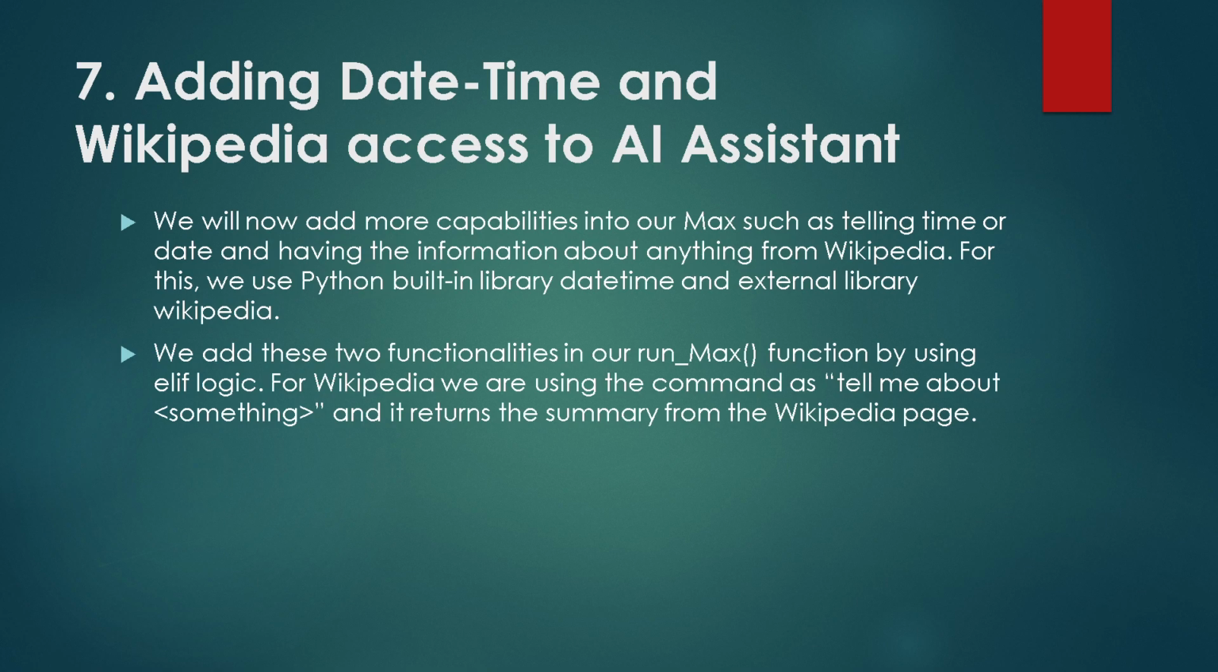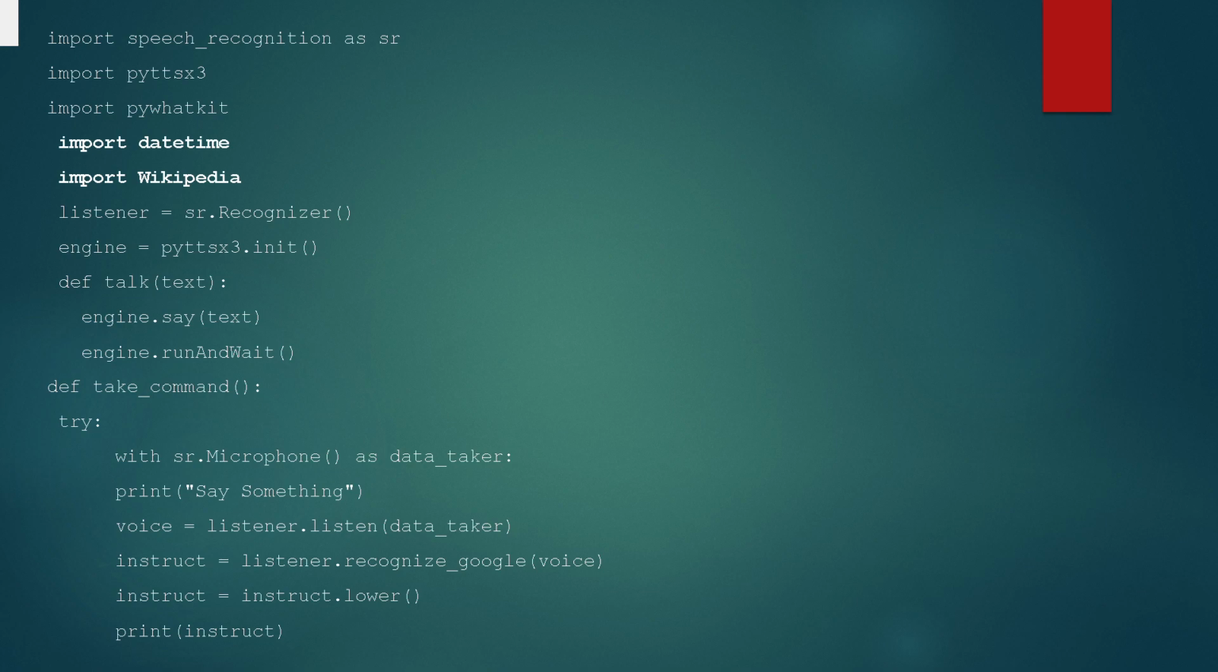So now what we are doing is, basically, everybody wants to know the time or search anything through Google, and we use speech recognition for that particular purpose. Now it's the important step where we add the date and time as well as Wikipedia to our program. Import datetime is a readily available library in Python. Import wikipedia is also a readily available library in Python.